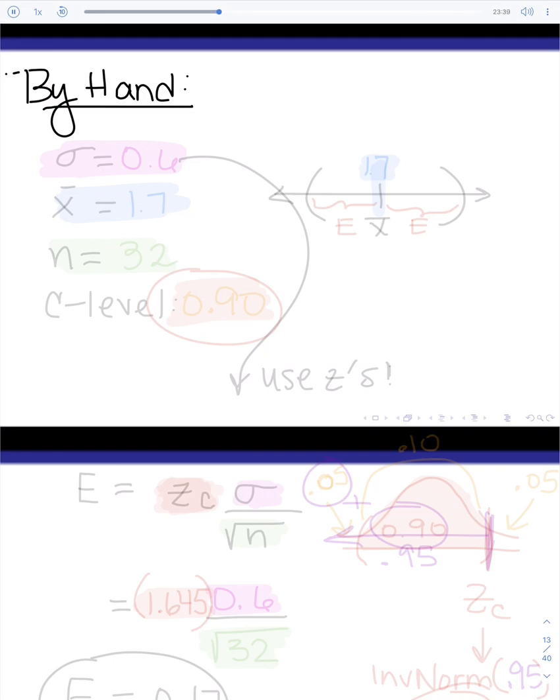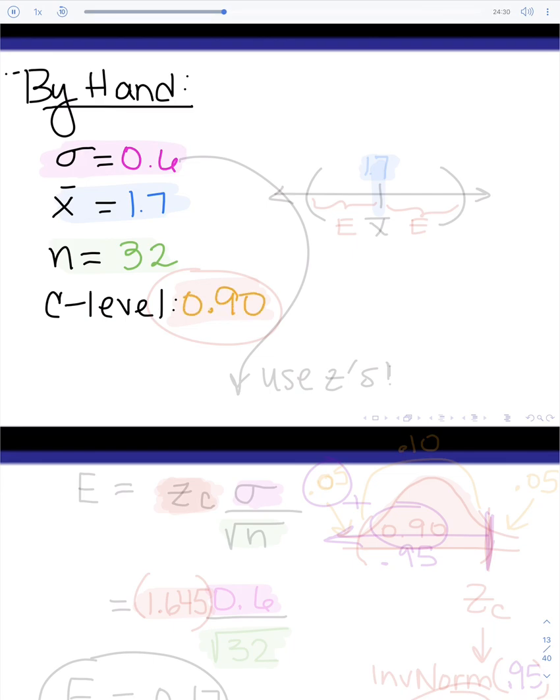We had that our sigma was given to us at 0.6. They also gave us our X bar sample mean, which was 1.7. They also gave us our n, the size of our sample, which was 32. So I'm just recopying everything if we're doing this by hand. They also gave us our confidence level in the problem, which was 90%.